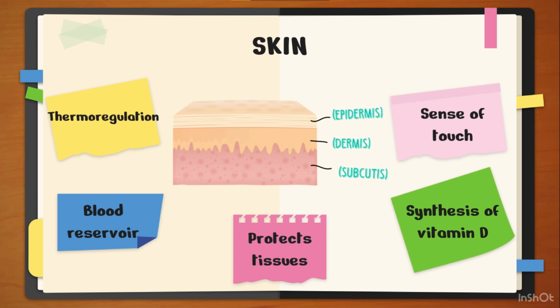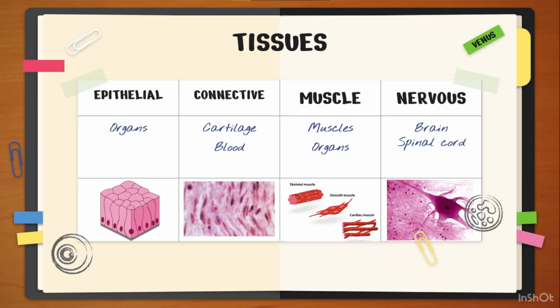Integumentary system. The skin. The skin protects the muscle. Skin is the largest organ in the body. It has two layers. First is the epidermis and the second layer is the dermis. Its functions are thermoregulation, blood reservoir, protecting tissues from bacteria and microbes, the synthesis of vitamin D, and the sense of touch. We have four types of tissues in our body.